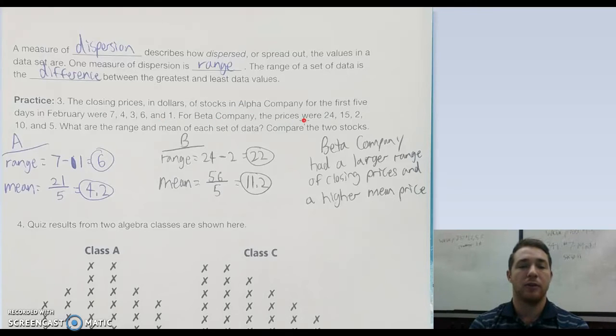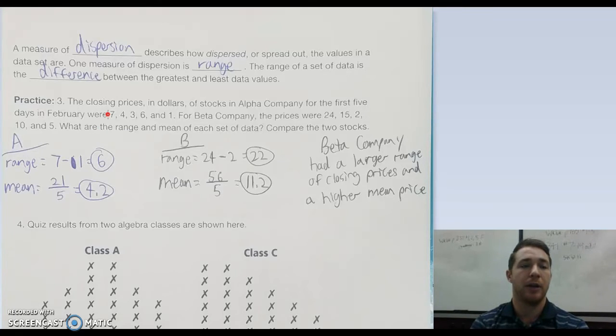Beta Company prices are 24, 15, 2, 10, and 5. So if we want to find the range and the mean of each set of data, we can also use those to compare. Again, range would be dispersion and mean would be central tendency. So for range, again, that's just taking the highest value and subtracting the lowest.